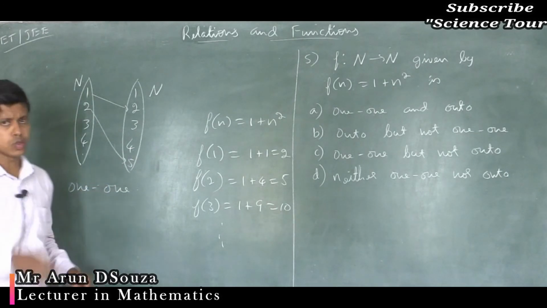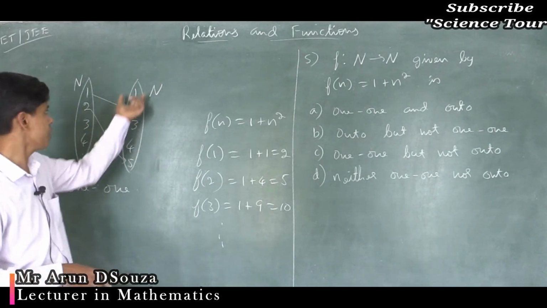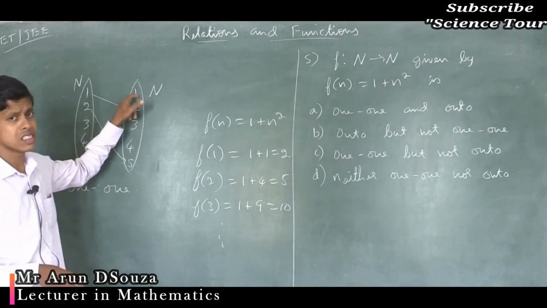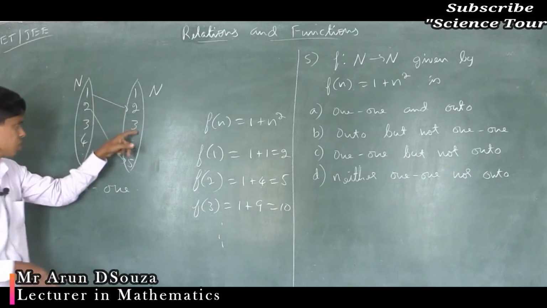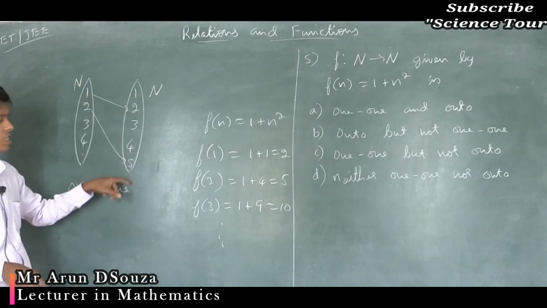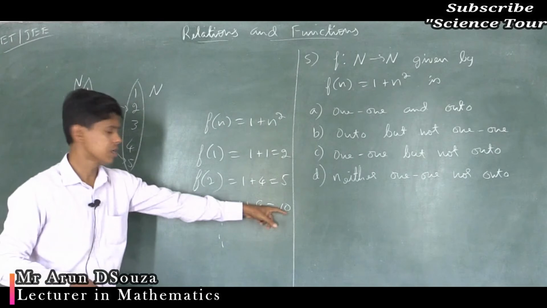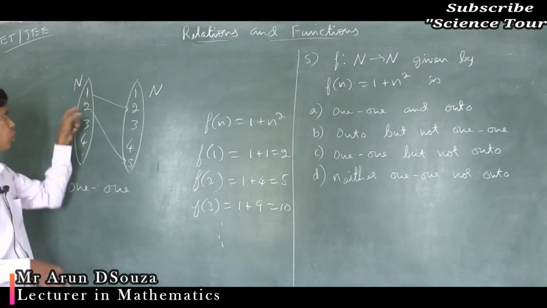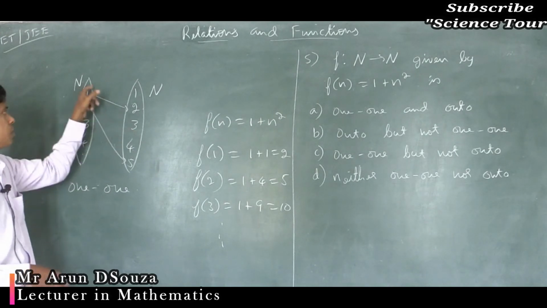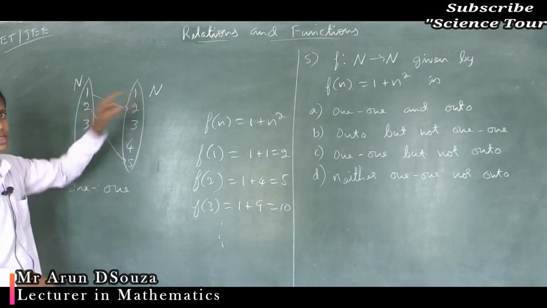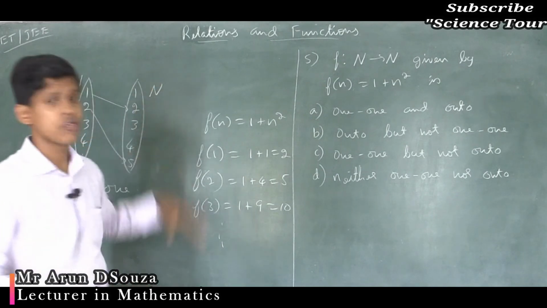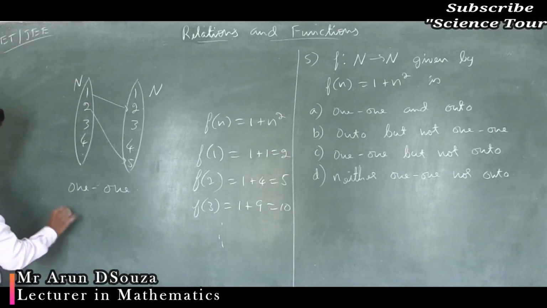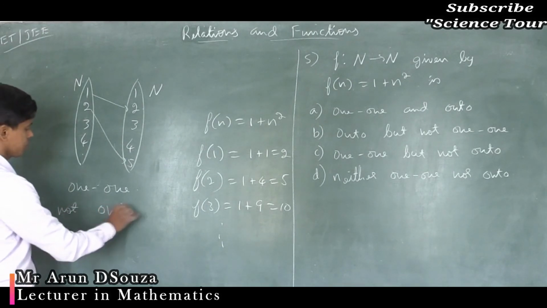And what about onto? Onto means every element in the codomain must have a pre-image. Now what about 1? Does it have a pre-image? No. What about 3, 4, 6, 7, 8, 9? The next image is 10 here. So all these elements do not have a pre-image. No element is going to 3. No element is mapped to 1. So clearly there are many elements left out in the codomain, which means it is not onto, it is an into function.